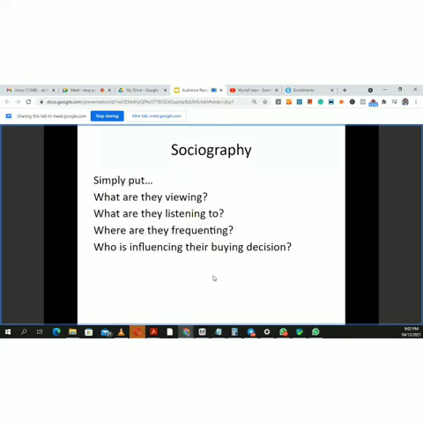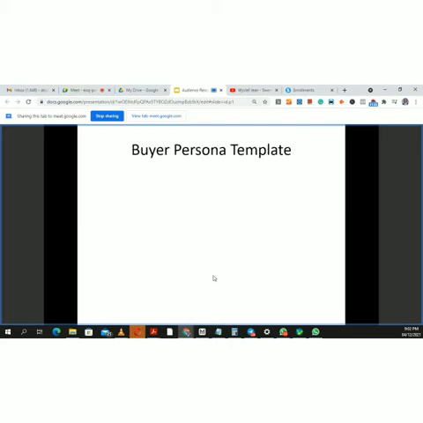So sociography is like knowing what kind of place they are, their status, what are they watching, what are they listening to, where do they go? Like I said, when we were talking about are they extroverts, they like to go out. Where is the place they like to go? And if you are introverts, do they like to go to book clubs? Do they like to go for the movies? Do they like to have food to eat out? What influences, or who influences, their buying decision? These are the critical things.